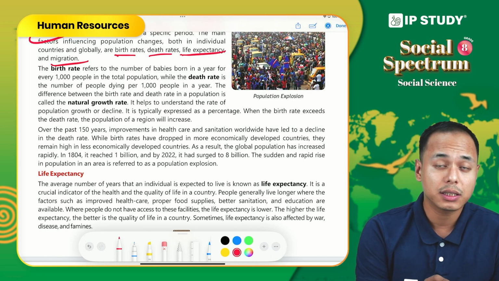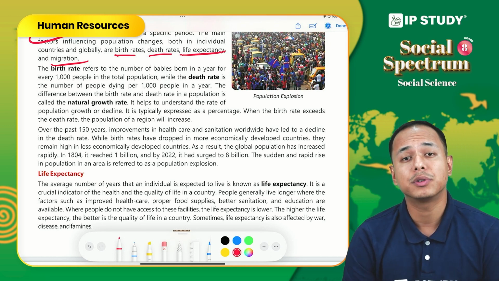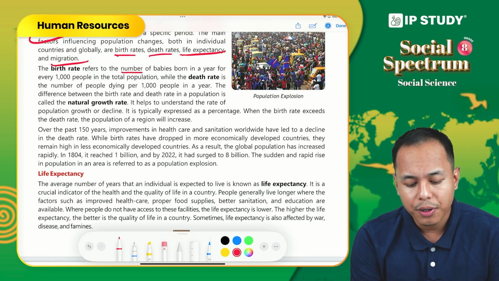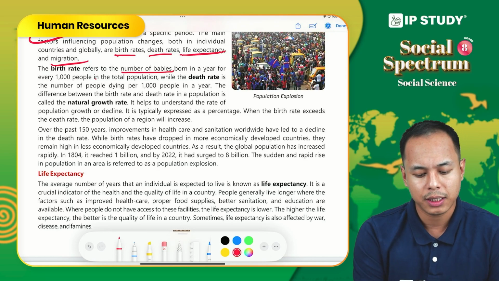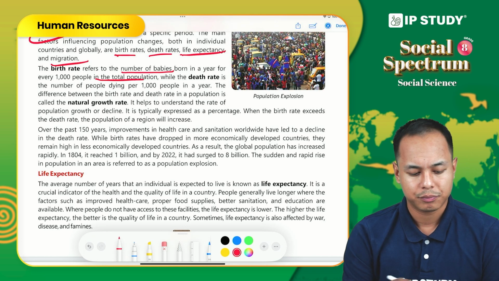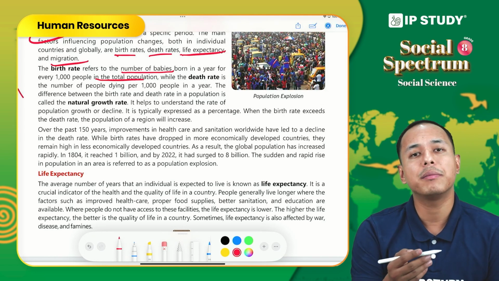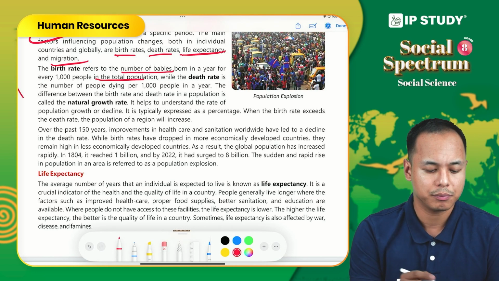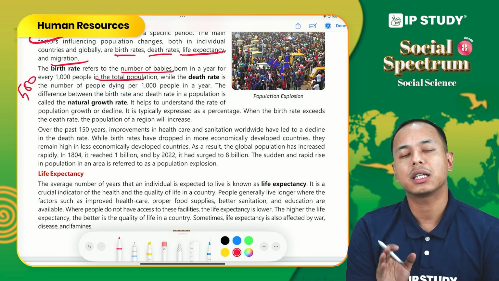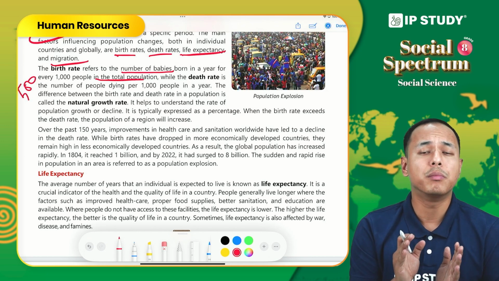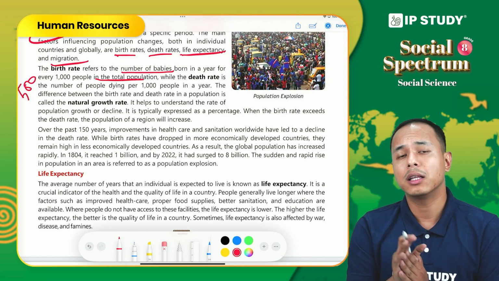So first we will discuss birth rates. What are birth rates? Birth rates refers to the number of babies born in a year per 1,000 people in the total population. So, how many babies were born in a particular year? It could be 500 per 1,000. This calculation is per 1,000, the number of babies born per 1,000 people in the total population.